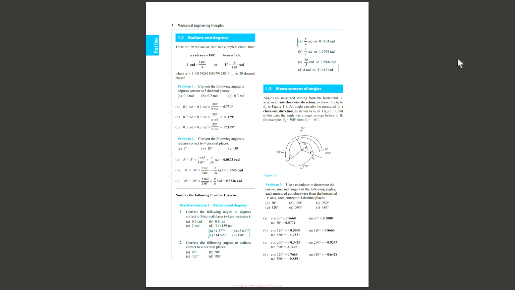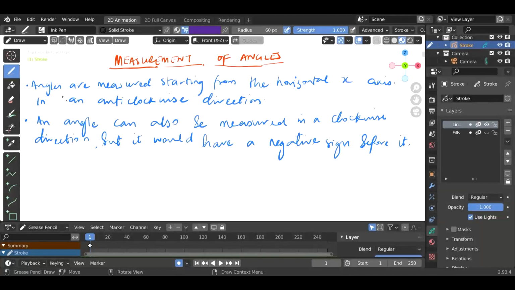Yeah, let's get into it. As you can see, these things are worthy of note taking, so you might want to write this down. The first bullet point says angles are measured starting from the horizontal x-axis in an anti-clockwise direction. And the second point says an angle can also be measured in a clockwise direction, but it would have a negative sign before it. Let us take the first bullet point and expand on that.